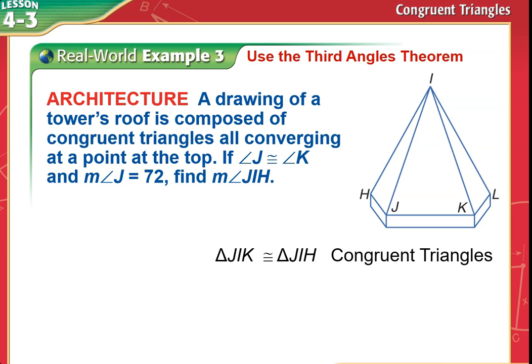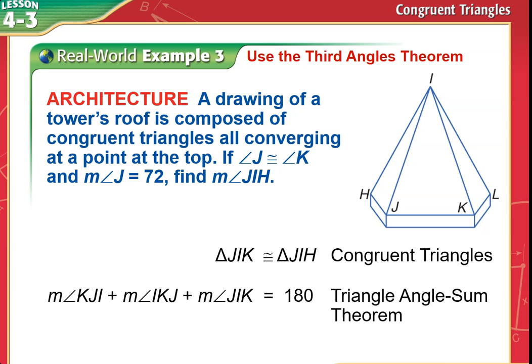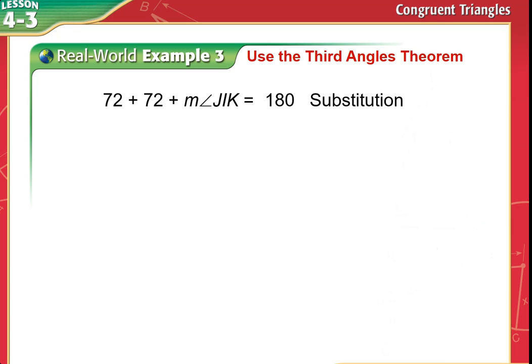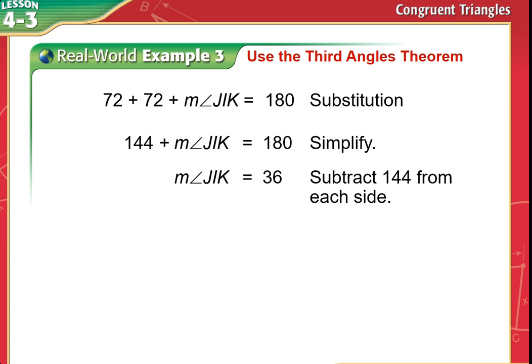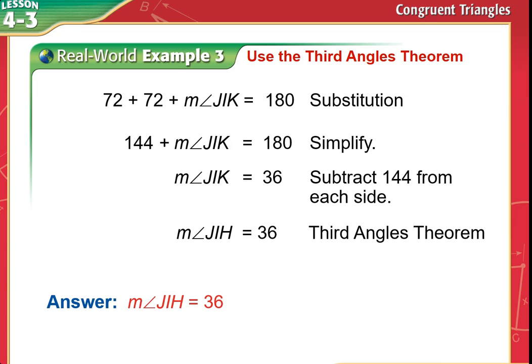So JIK and triangle JIH are congruent triangles. Okay. Triangle angle sum. And therefore the corresponding angles are congruent. So we have then a substitution in 36. Third angles theorem. So that's pretty straightforward. They made it seem harder than it really was.